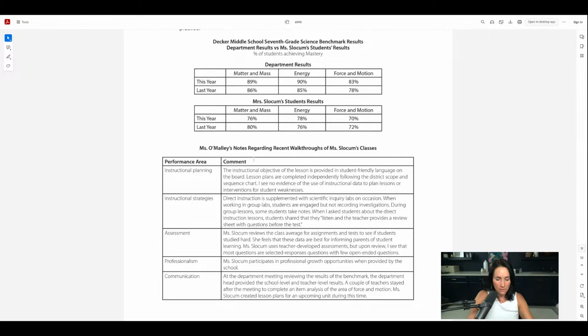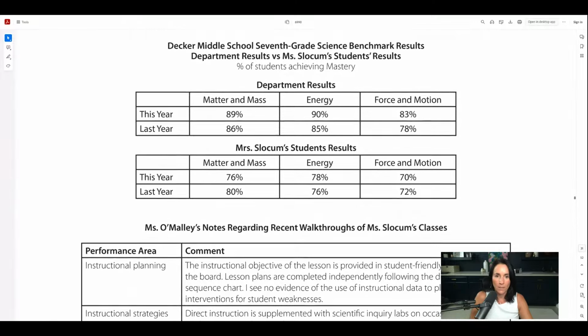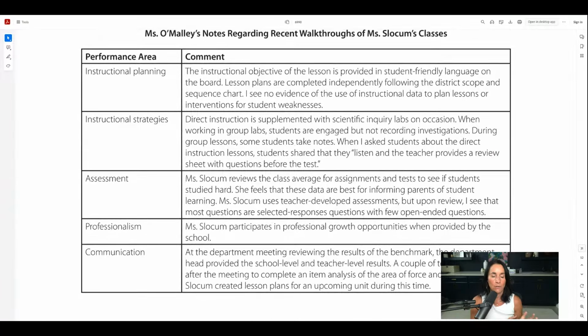And then we have this little, and let's see if I can zoom in. There we go. Let's have a look at the performance criteria that we did when we did our walkthrough. So we have that she's using instructional objectives and the lesson plans are completed by following this strict scope. However, there's no evidence of the use of instructional data to plan lessons. So we're missing some data analysis here. We've got direct instruction is supplemented with specific inquiry labs on occasion. Okay, so she's doing inquiry.